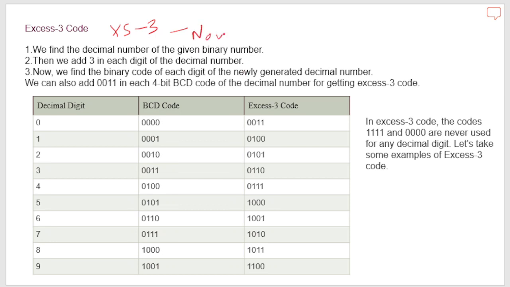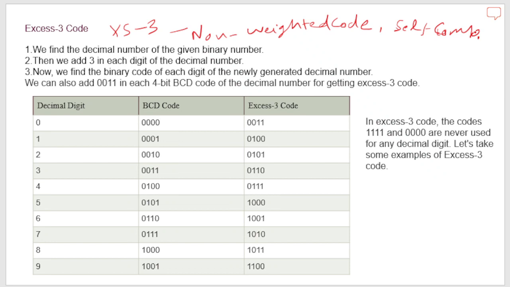It is a non-weighted code. Sometimes they ask only this: non-weighted code. Okay, and it is a self-complementary code.